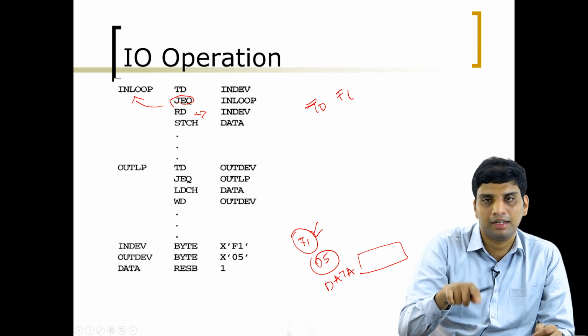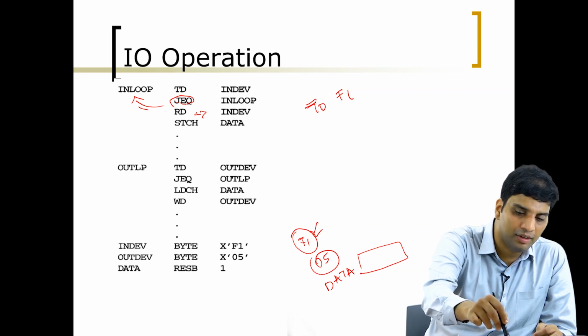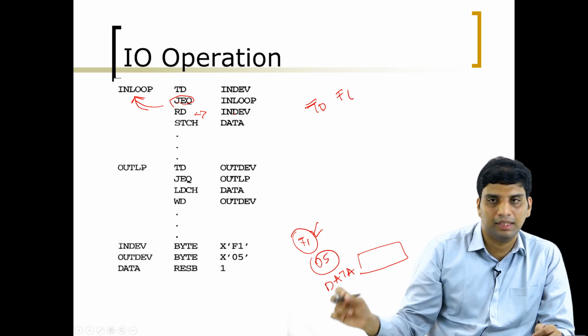So the loop will continue. Again I will go to the loop and test the device. Again, if the device is not free, I will go to the loop and test the device again and again. So I am reading the data and I am storing the data.